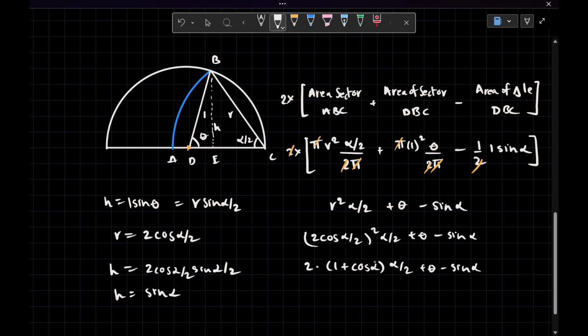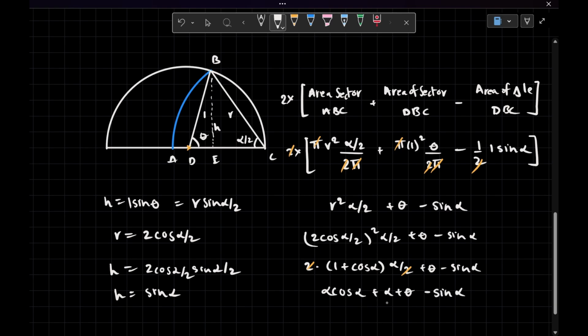Because this is the identity of cos: 2 cos square alpha by 2 is 1 plus cos alpha, and 2 sine square alpha by 2 is 1 minus cos alpha. Okay, based upon that identity I have written this. You can also cancel here the 2 on numerator and denominator, so the final expression will turn out to be, first I will write alpha cos alpha plus alpha plus theta minus sine alpha.